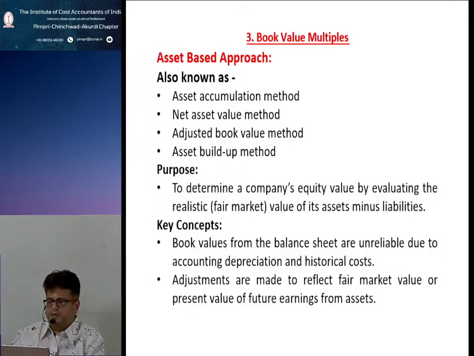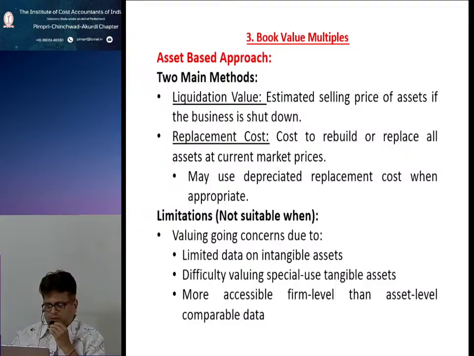The two main methods are, first, liquidation value, which is the estimated selling price of assets if the business is shut down. So assuming that the business is being voluntarily shut down by the creditors or by the members, or through a court order, an NCLT order, National Company Law Tribunal order. In such situations, because of the IBC code, etc., because the business is going to get shut down, the estimated selling price of assets is calculated, and that will be the liquidation value.